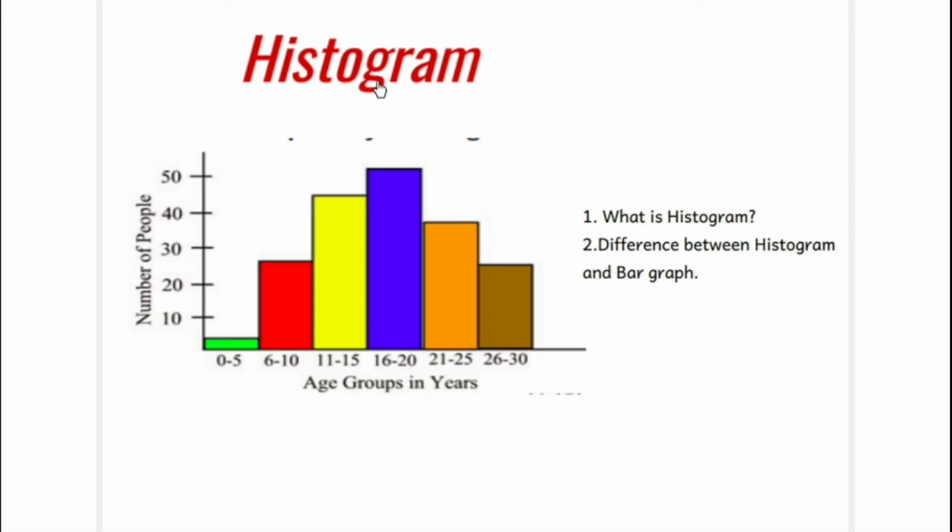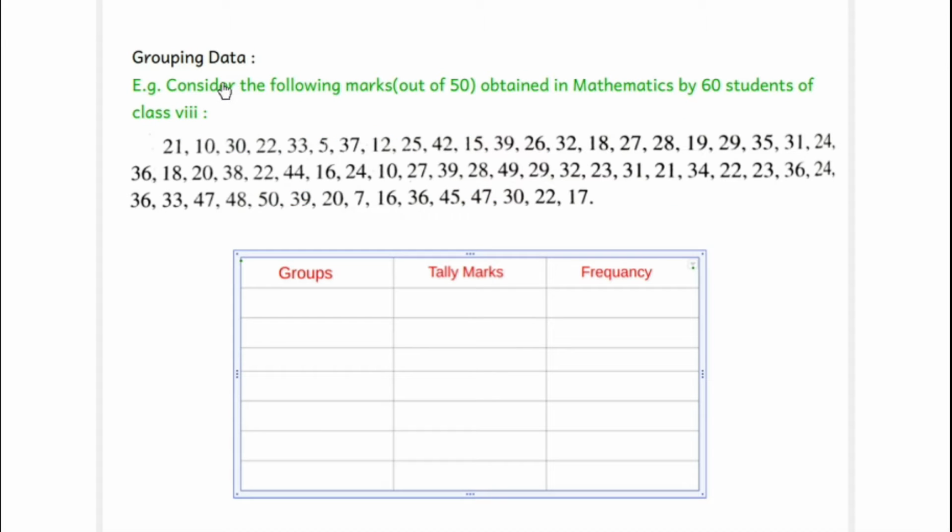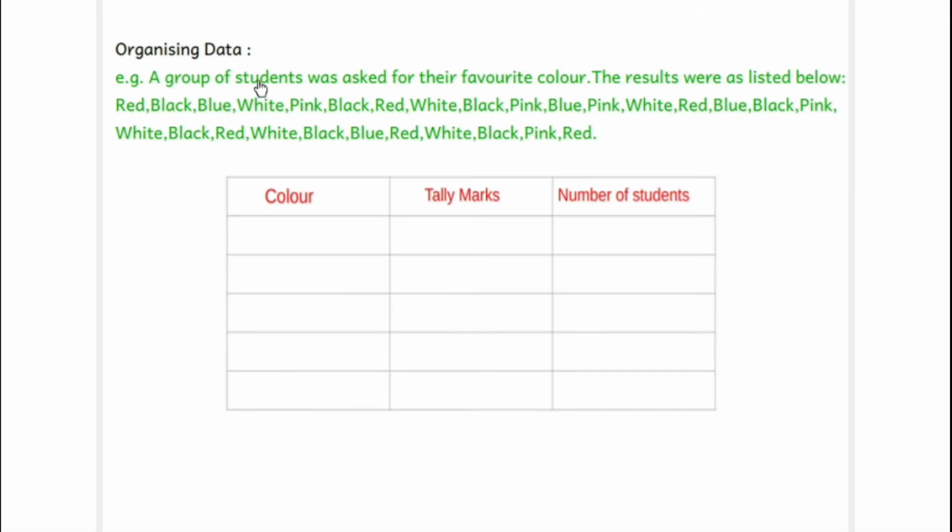Now before discussing histogram, we have to know some concepts like how to organize the data and how to group data. First of all, we will learn how to organize data. Usually data is available to us in an unorganized form, that is called raw data. Here one example is given. A group of students was asked for their favorite color. Now the results were as listed below.